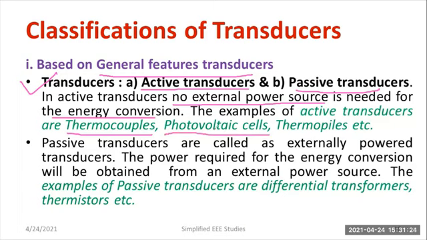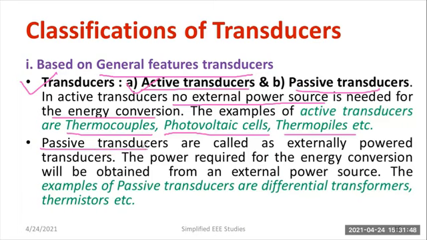You can have another example, photovoltaic cell. The input is solar radiation, and the output will be either current or voltage. Thermopile is also regarding temperature. Temperature will be converted into electrical voltage. So these are the examples of active transducers. We don't require any external excitation or power supply for the energy conversion in an active transducer.